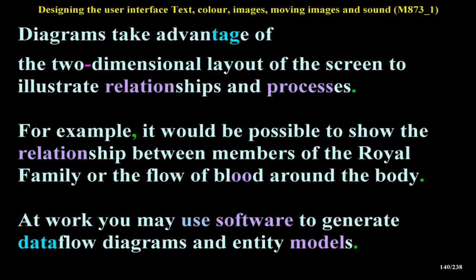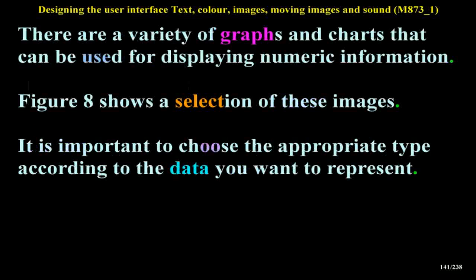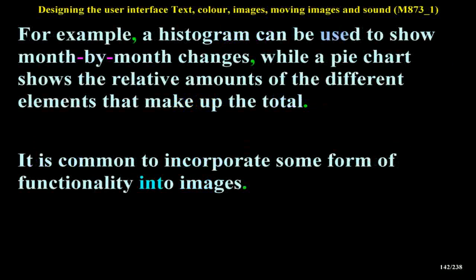Diagrams take advantage of the two-dimensional layout of the screen to illustrate relationships and processes. For example, it would be possible to show the relationship between members of the royal family or the flow of blood around the body. At work you may use software to generate data flow diagrams and entity models. There are a variety of graphs and charts that can be used for displaying numeric information. Figure 8 shows a selection of these images. It is important to choose the appropriate type according to the data you want to represent. For example, a histogram can be used to show month-by-month changes, while a pie chart shows the relative amounts of the different elements that make up the total.